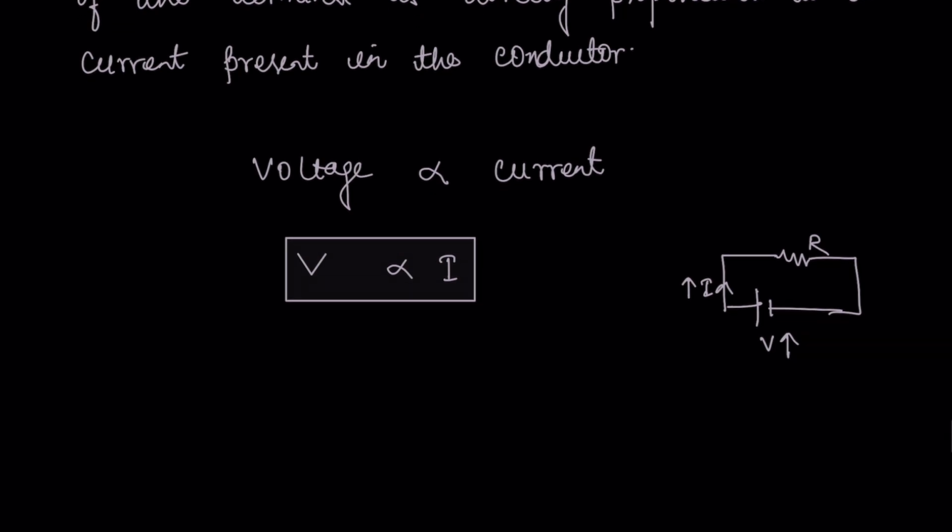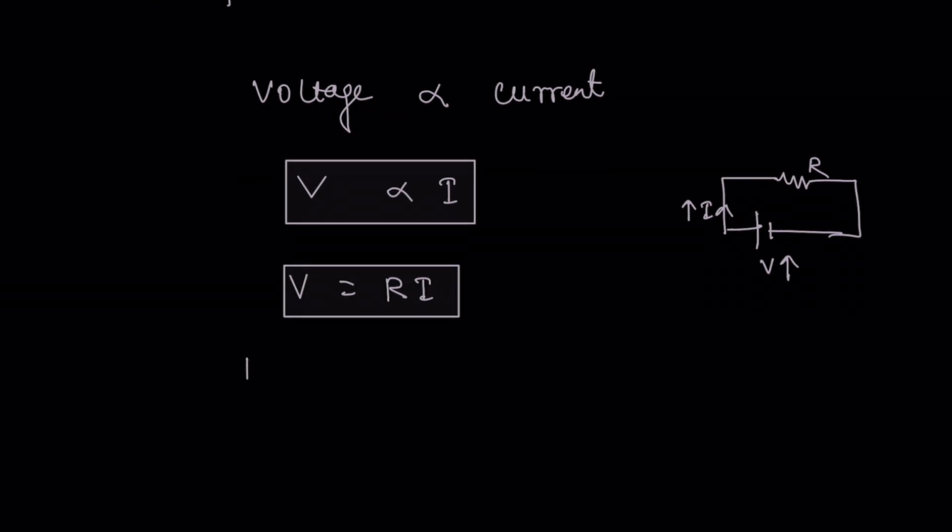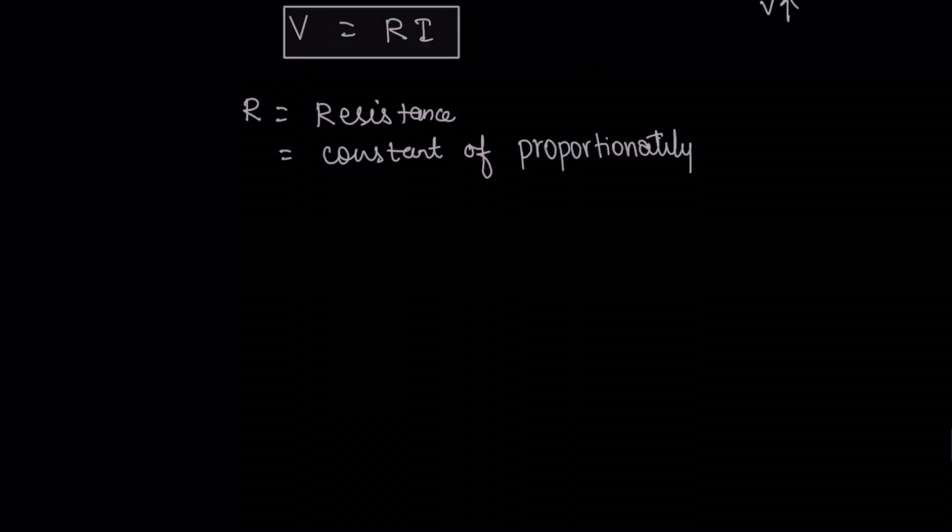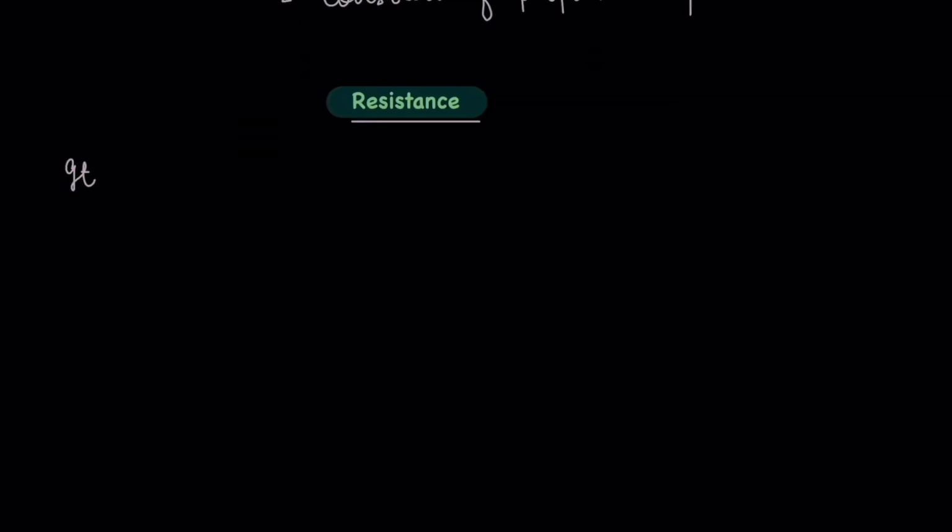When we remove this proportionality and put an equal to sign, then we have to place a constant. So here the constant is R, which is called resistance, and it is the constant of proportionality. So what is resistance? It is a disturbance in the flow of current.